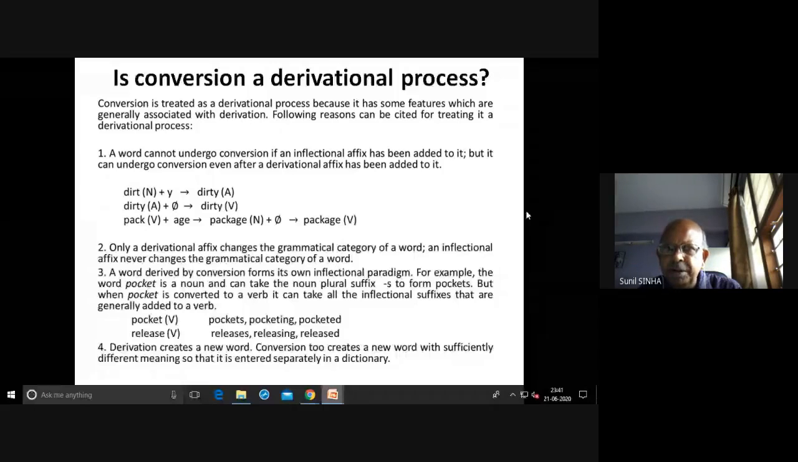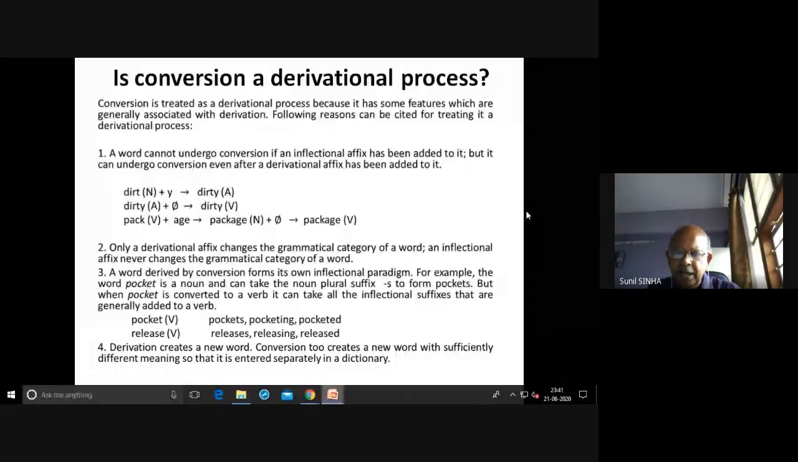Point number 3, please. Okay. What else? Okay, I'll explain point number 3 once again. A word derived by conversion forms its own inflectional paradigm.